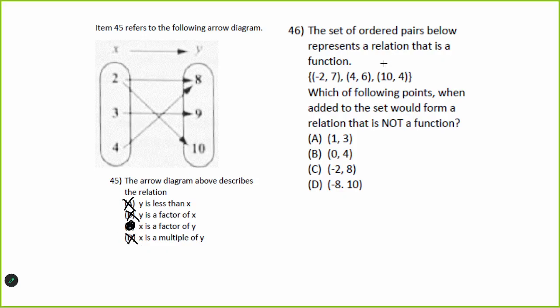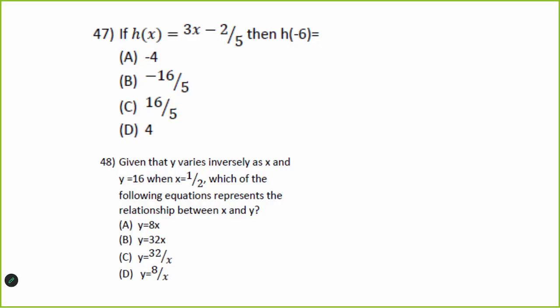This one here, not a function. We cannot have our x values being repeated. So which one will be repeated? Negative 2, 8. If we have negative 2 twice, that makes it not a function. This one here is the repeated question. 3 by negative 6 is negative 18, negative 2. Negative 18 minus 2 is minus 20 over 5, which is minus 4.